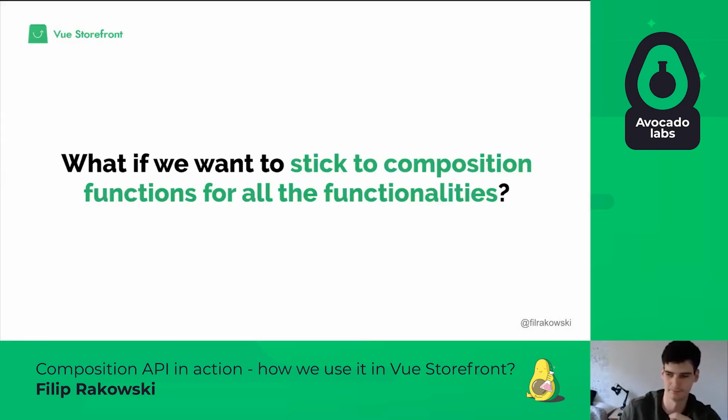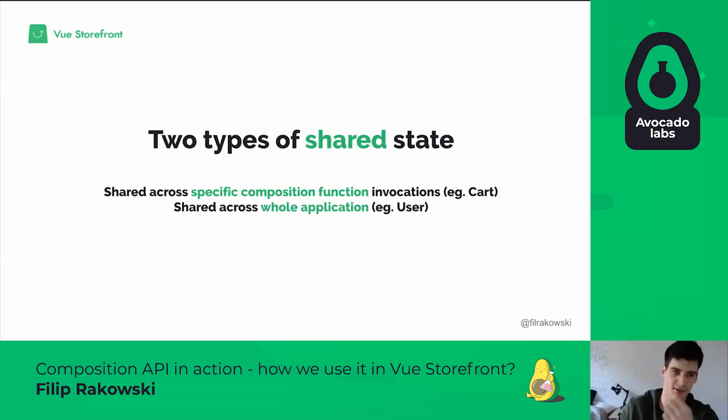So it's pretty powerful. But we are not limited to Vuex-like solutions. And we can basically use Composition API functions to manage all the business logic. As I said, in Vue Storefront, we basically have only Composition API functions. So let's get back to the shared state. We have basically two types of it. So the first one is shared state across specific composition function invocations.